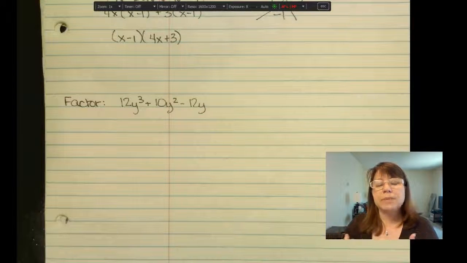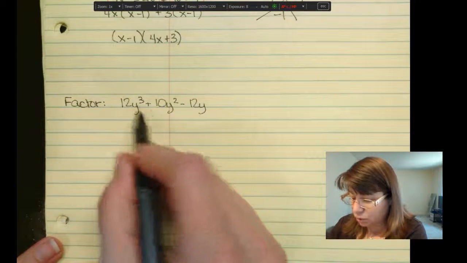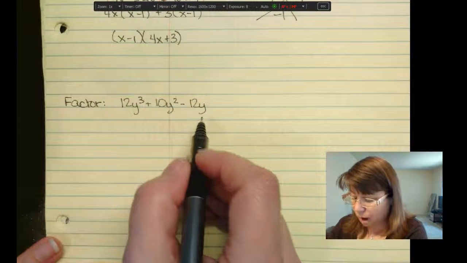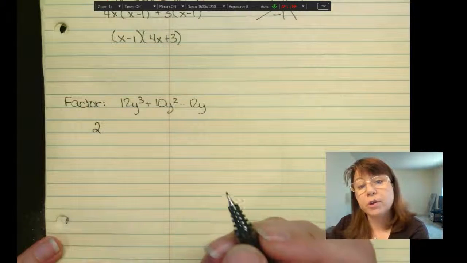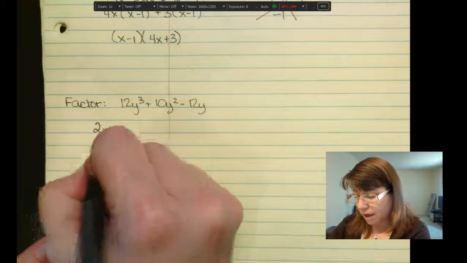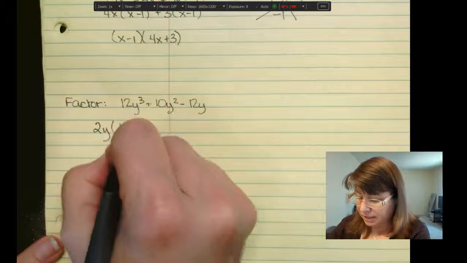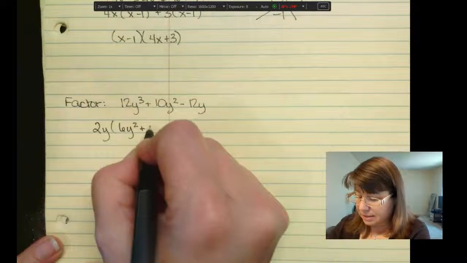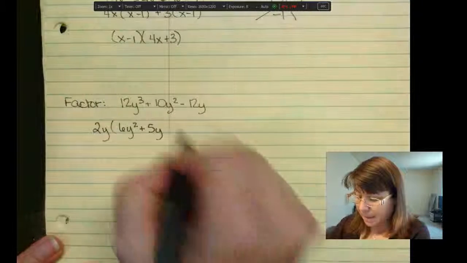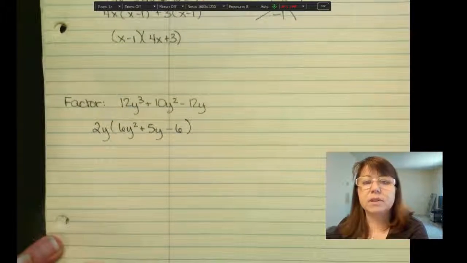Alright, so I'm going to work this method once again. Always look for GCF first. So this problem, 12y cubed plus 10y squared minus 12y, it definitely looks like I have a 2 in common with all of the coefficients, and I have a y in common. If I pull out a 2y, that leaves behind a 6y squared plus 5y minus 6. Okay.